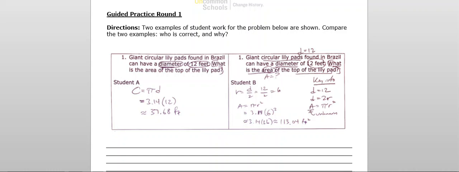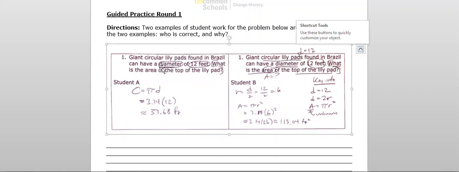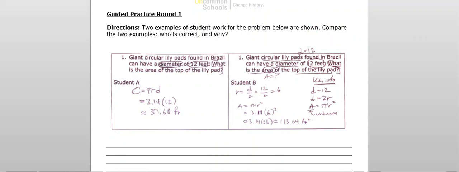So first, I'm going to go ahead and read this. Giant circular lily pads found in Brazil can have a diameter of 12 feet. What is the area? So this student did a nice job of circling the word diameter, knowing that that was an important word. So they circled diameter. They got that it was 12 feet. Unfortunately, they messed up here when they needed to find the area of the lily pad.